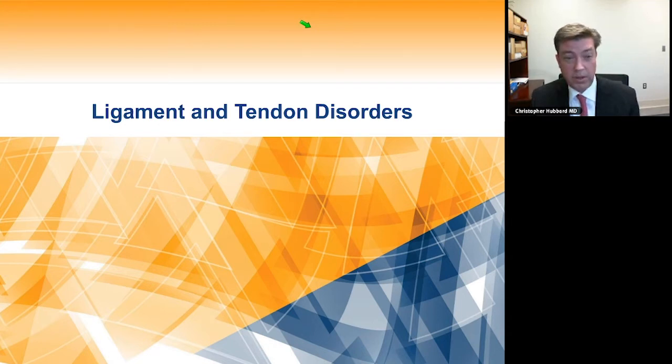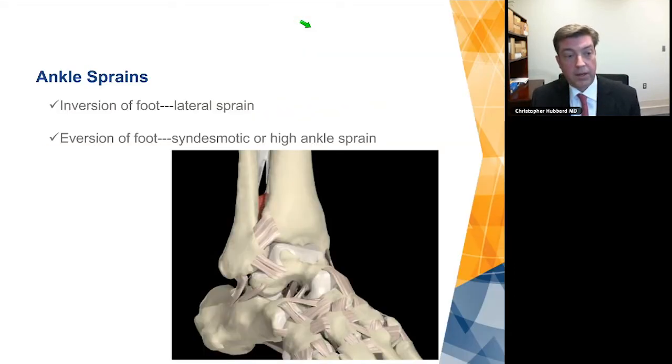In terms of going into some of the ligament and tendon disorders then specifically, one of the major injuries is the ankle sprain. So really there's two types: the inversion of the foot, where the foot turns over. That's a typical lateral ankle sprain, very common. The opposite is really this eversion, where the foot turns out. That's what we call a high ankle sprain or syndesmotic sprain.